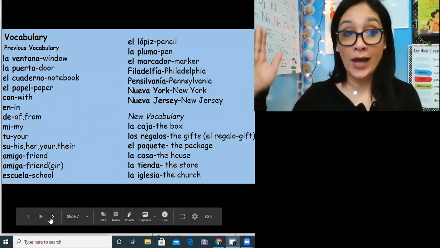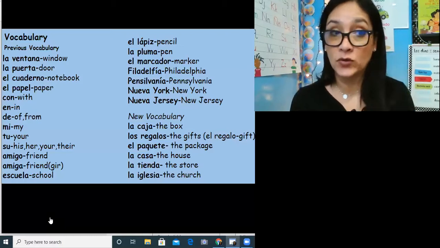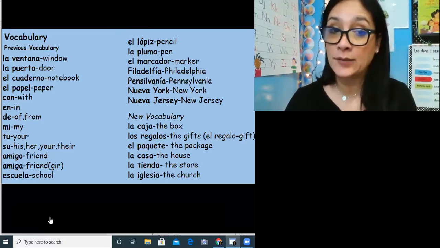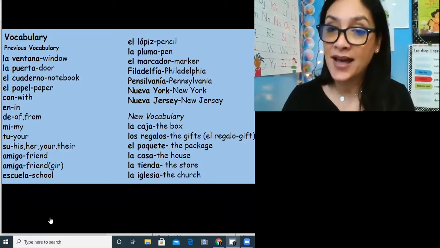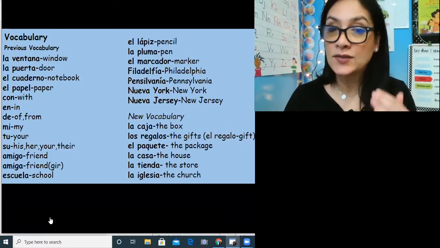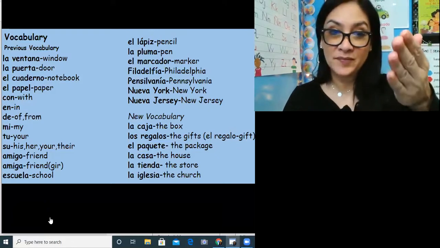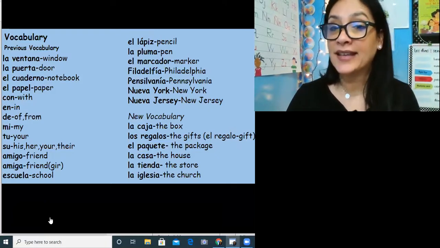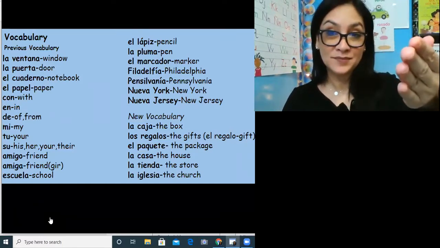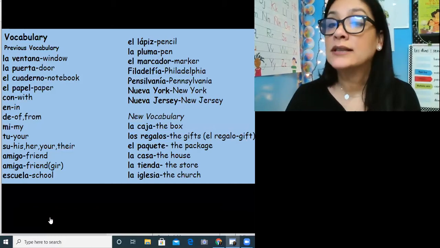For this assignment, you have previous vocabulary, which words like ventana, puerta, cuaderno, we've learned these words before, and along with some other ones. And then we have new vocabulary for this assignment. So to say the box, la caja, the gifts, los regalos. One gift, el regalo. The package, el paquete. The house, la casa. The store, la tienda. The church, la iglesia.